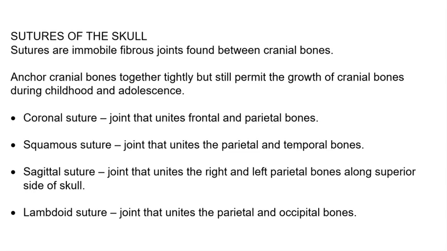The sutures of the skull are immobile fibrous joints that are found between adjacent cranial bones. They function to anchor the cranial bones together tightly, but they also still permit the growth of cranial bones during childhood and adolescence. There are 4 suture joints that we will focus on.